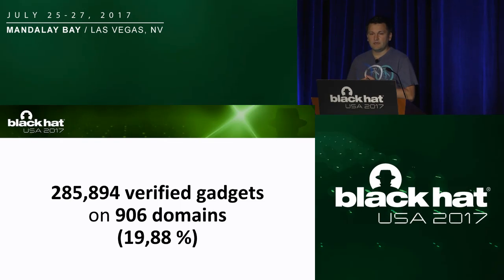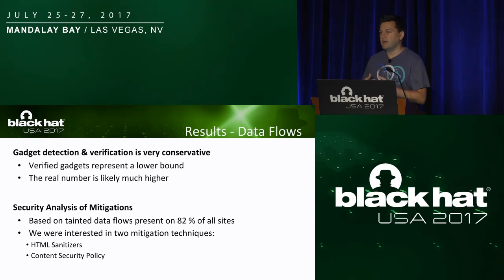However, this is a very conservative number because our exploit generation and gadget verification was focused to be false positive free. And we got this false positive freeness by accepting a high number of false negatives. And actually we started looking into the data flows that we found manually, and we found that a lot of the things that we were not able to exploit automatically were also vulnerable and also had gadgets. And that's why we believe that the real number of gadgets in websites is much, much higher. But we are at least sure it's at least 20%.